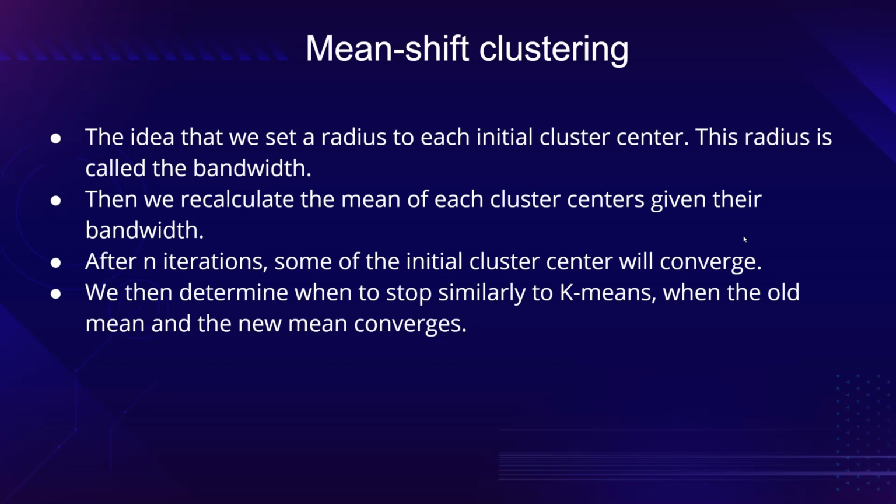The idea is that we set a radius for each initial cluster center. This radius is called the bandwidth. Then we recalculate the mean of each cluster center given their bandwidth. After a number of iterations, some of the initial cluster centers will converge, and that's when we say stop, because that's when we have all the clusters completed and we can see the result.